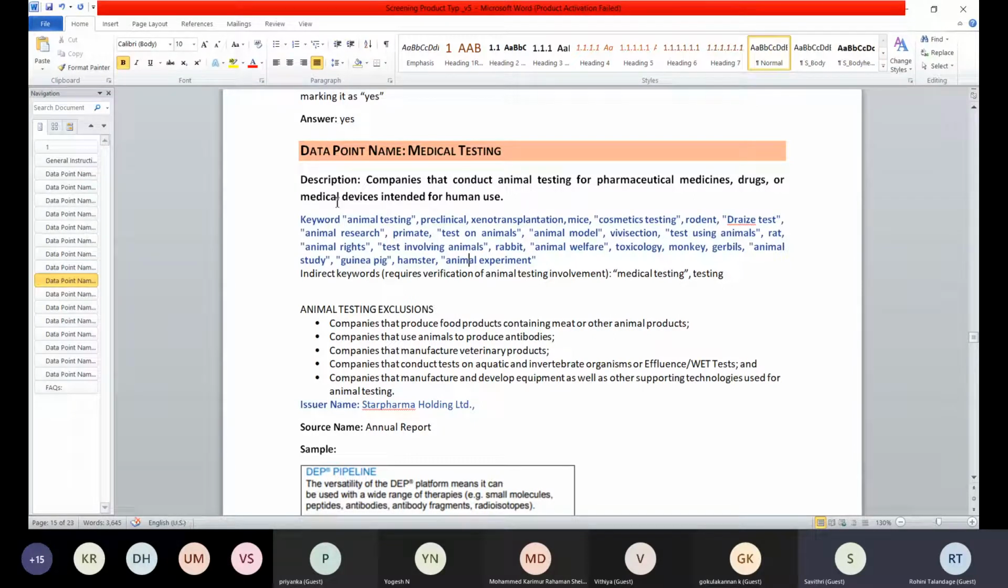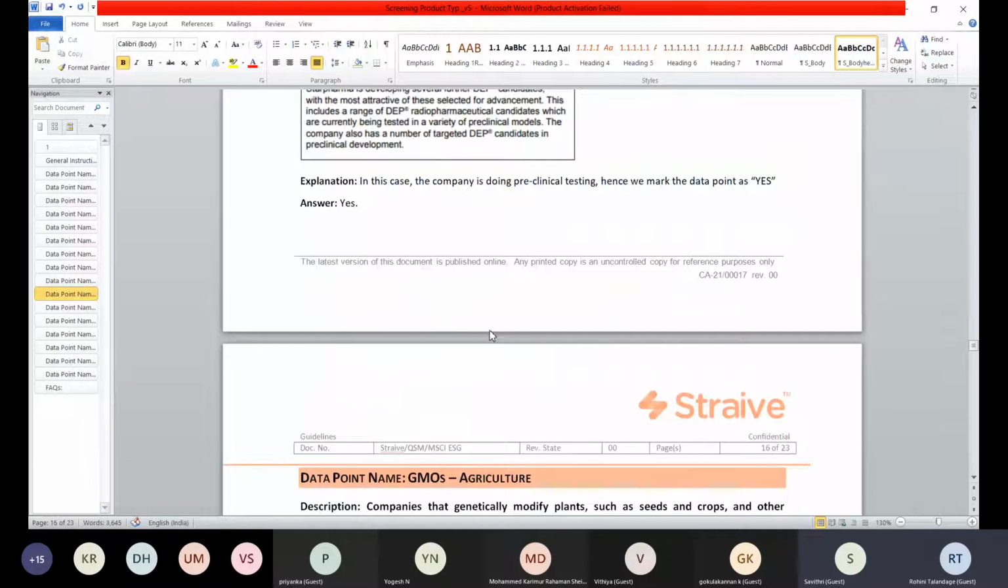And if you are getting any result from all of these keywords but it is not related to our data point, then we have to mark it as no. And also if you are getting anything from these exclusions, then also you have to mark it as no. And if you are not getting any result for all these keywords, then you have to mark it as not reported.